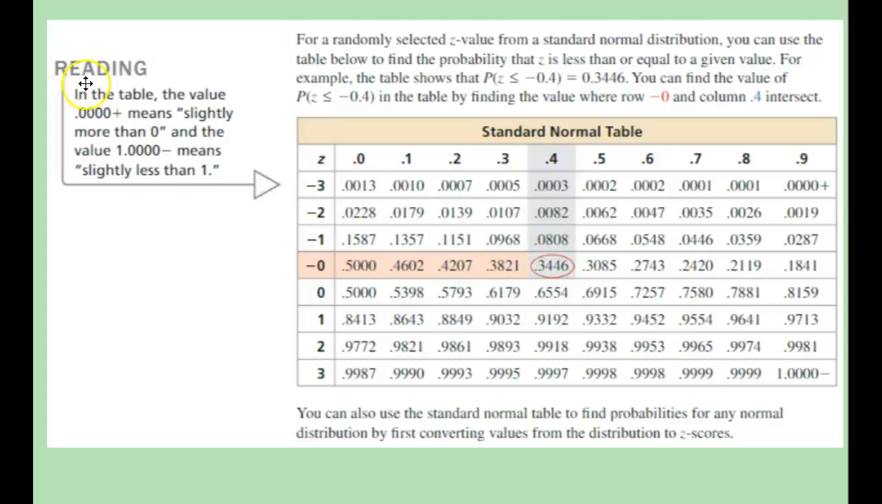Another thing that's important here: this 0.000 plus means slightly more than 0, and slightly less than 1, because we can never say exactly for sure 100%, but we can get super close. So that's just how we can read those. We're going to be using this table pretty often. We use it to find our probabilities for any normal distribution. So first we have to get from our distribution to our z-score, and then we can use our z-score in this standard table to help us find the probability.